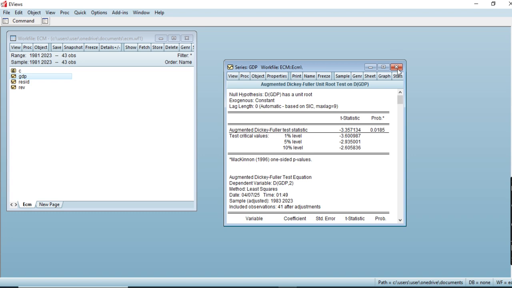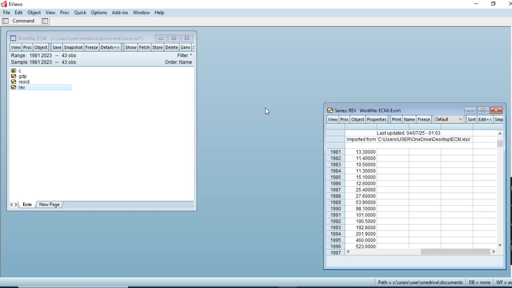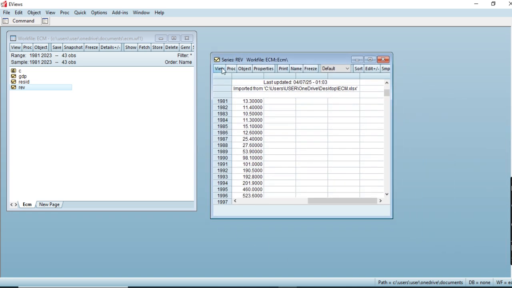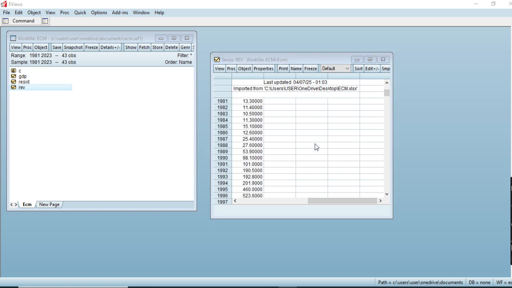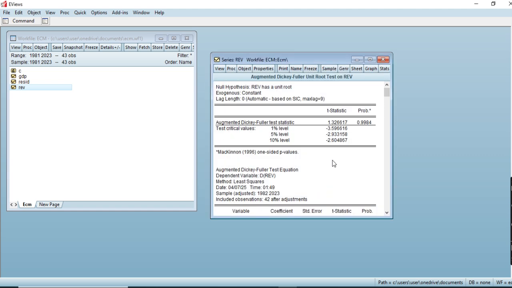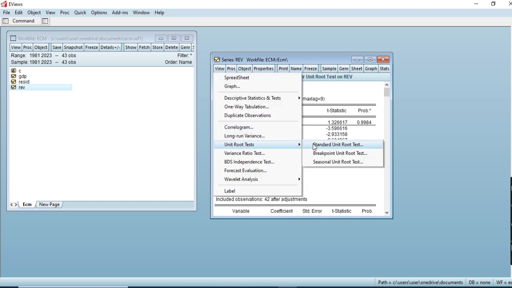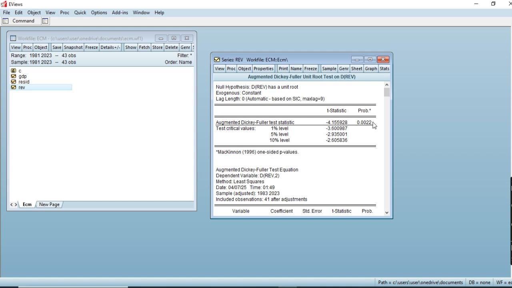So we'll now go to government revenue. We'll now click on view, unit root test, standard unit root at levels, the same path. 0.9984. It is not stationary at levels. Let's check for first difference. Probability value of 0.0022 shows that government revenue is stationary at first difference.